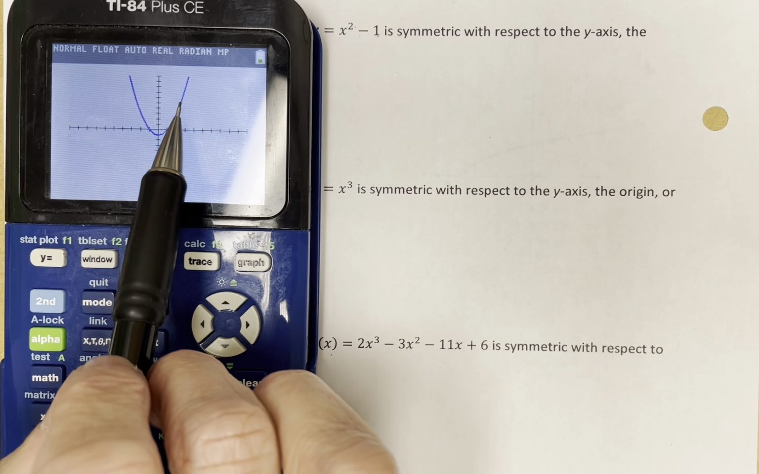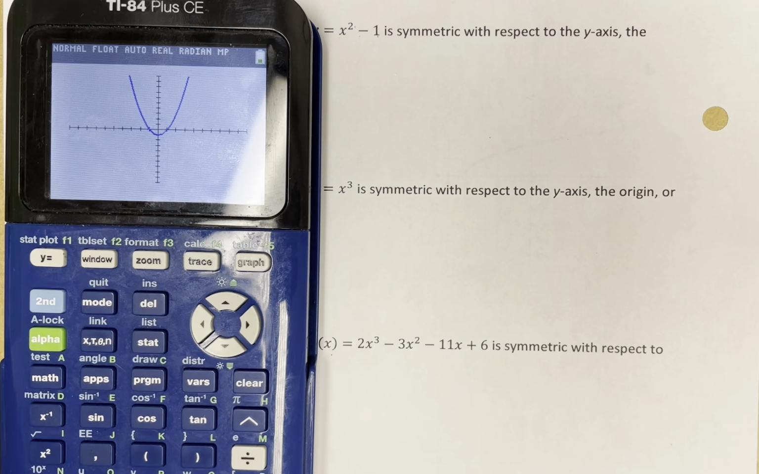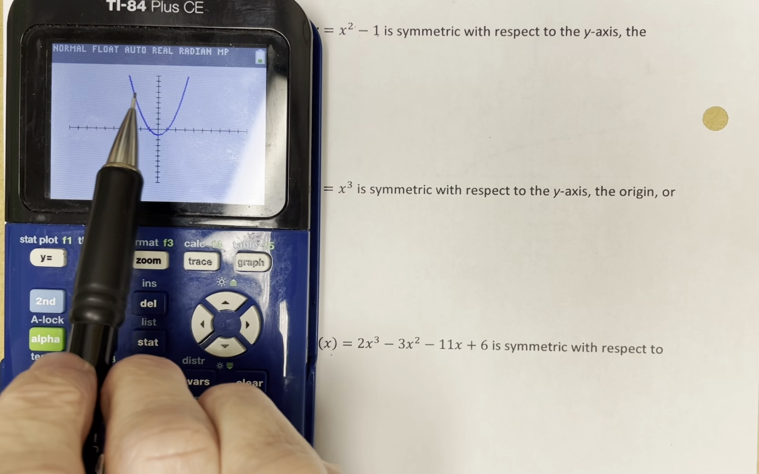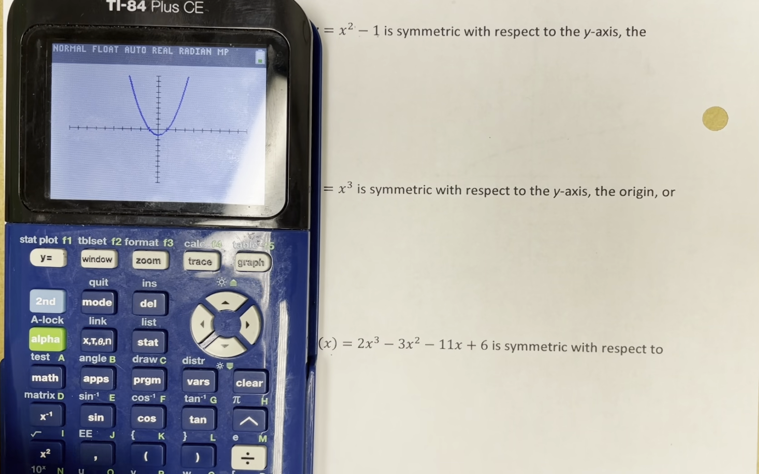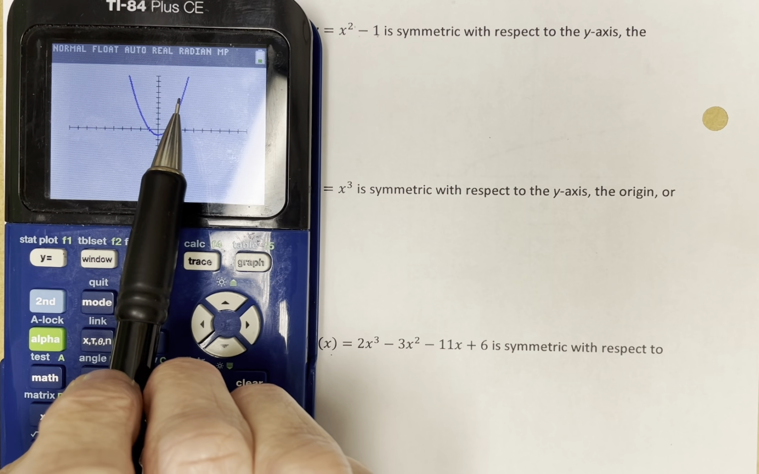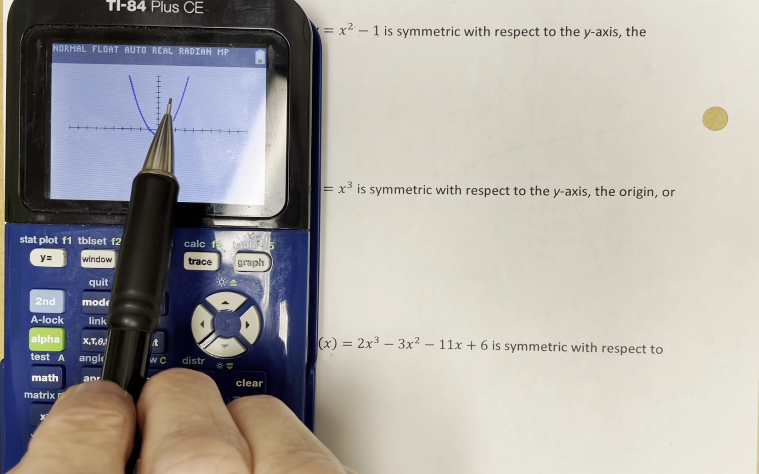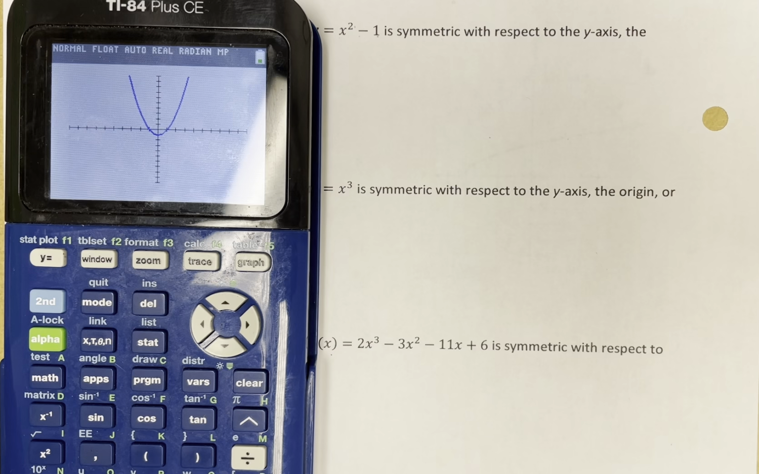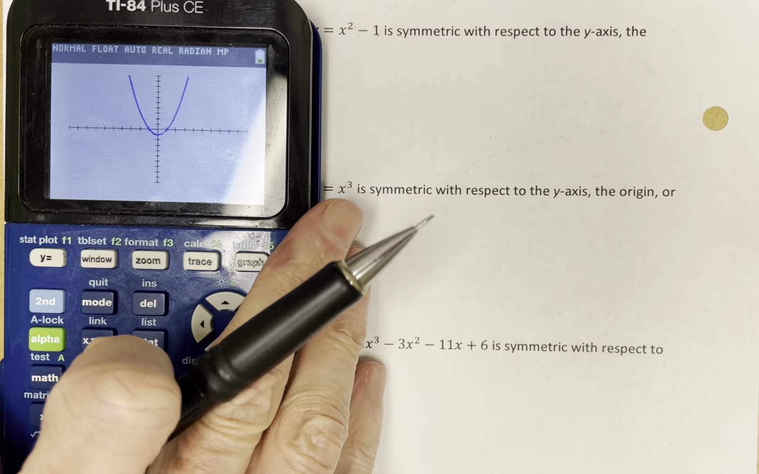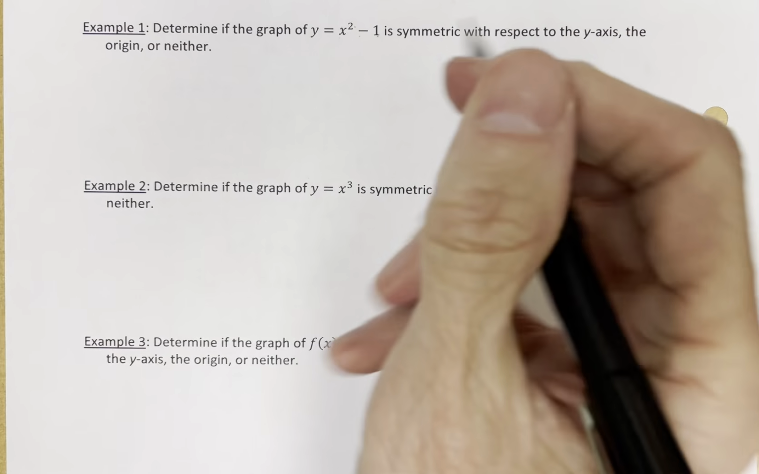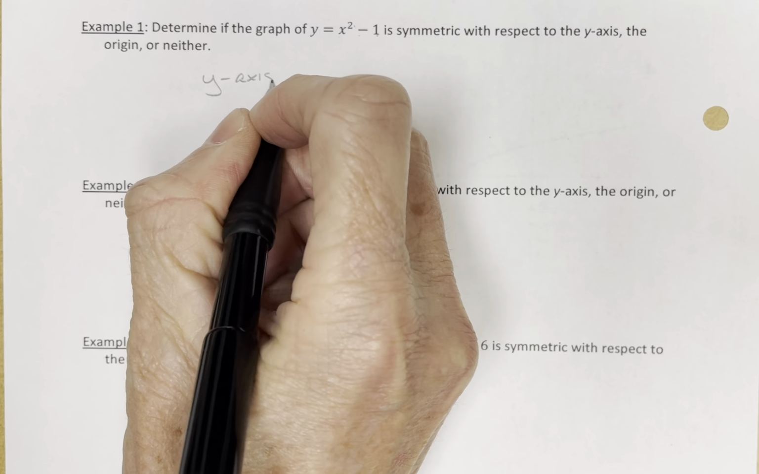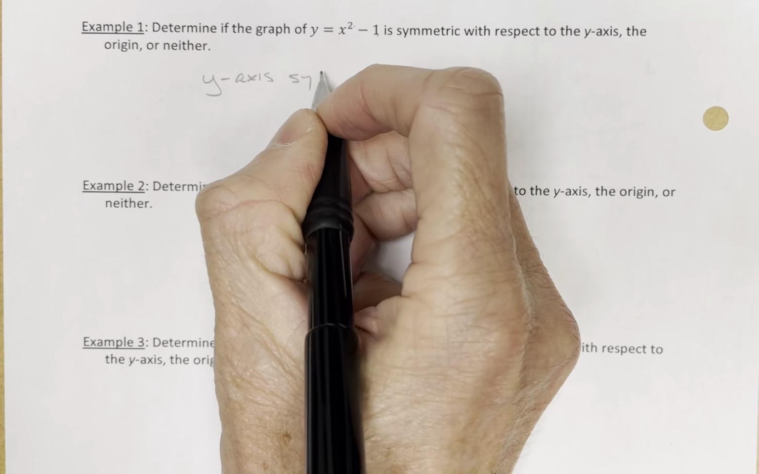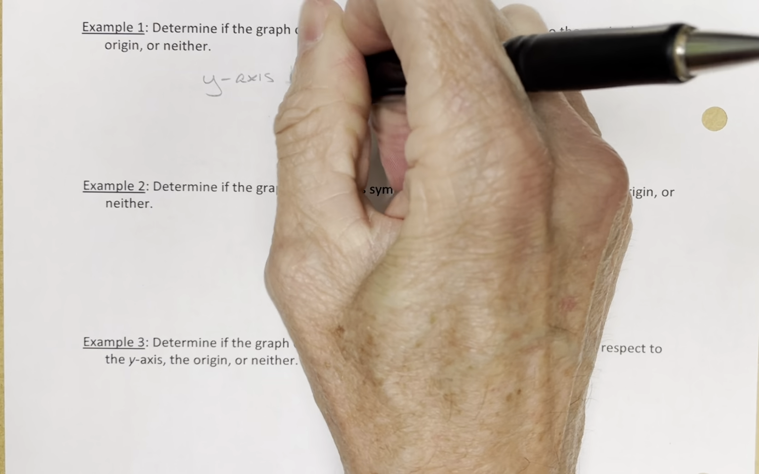Does the right side flip over the y-axis and land on the left side, and vice versa, as a reflection? You can see clearly that yes, this side of the y-axis is reflected on this side of the y-axis, therefore it has y-axis symmetry. So this one has y-axis symmetry. I can just write y-axis.